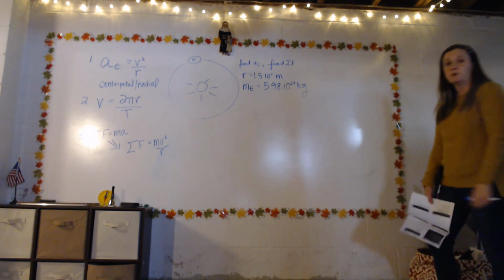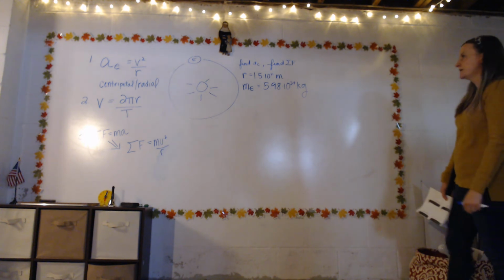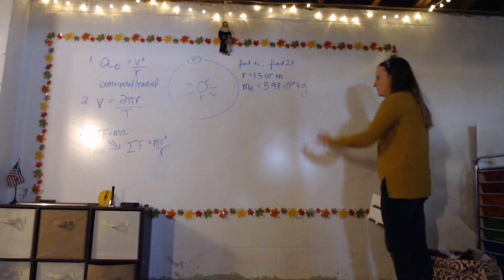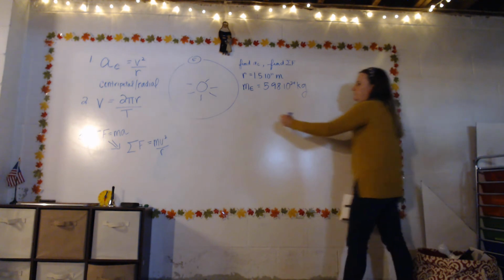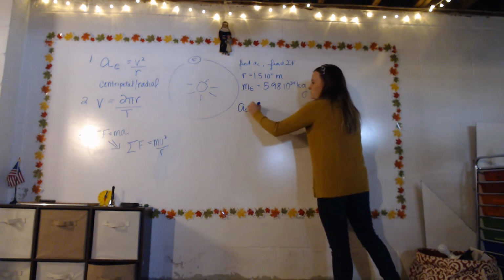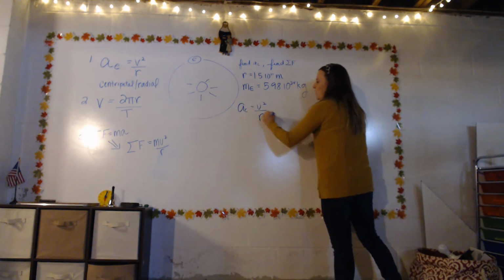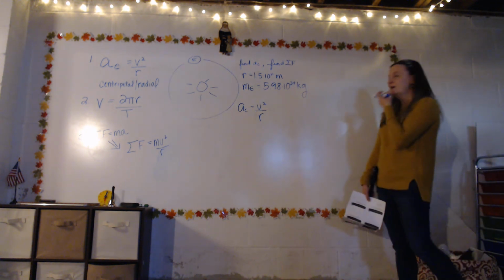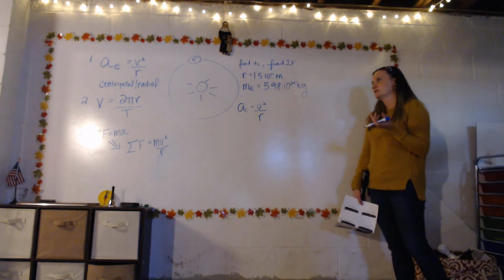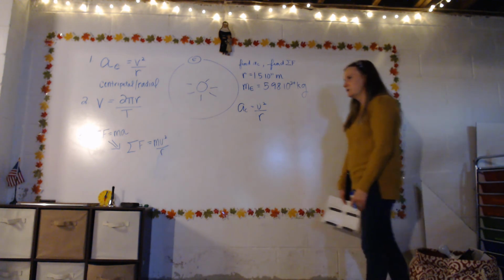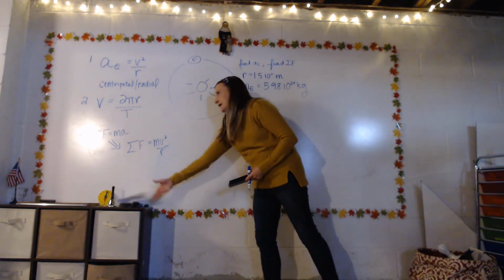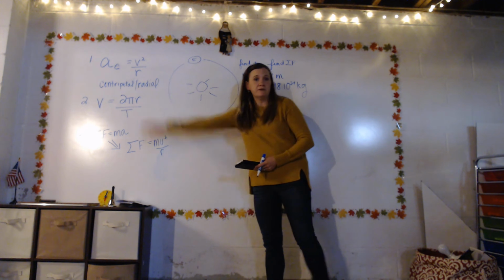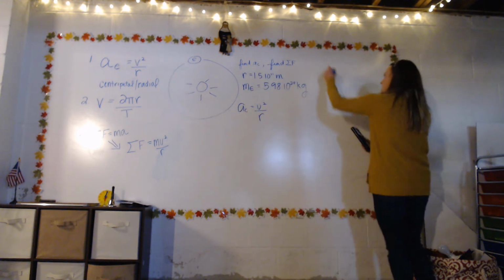Okay, so we want to find the centripetal acceleration of the Earth. Centripetal acceleration is equal to v squared divided by r. We know r is that 1.5 times 10 to the 11 meters. I have no idea what v squared is, or v. So I've got to find v. And I have the second equation for v. V is 2 pi r over t. So let's go to that.